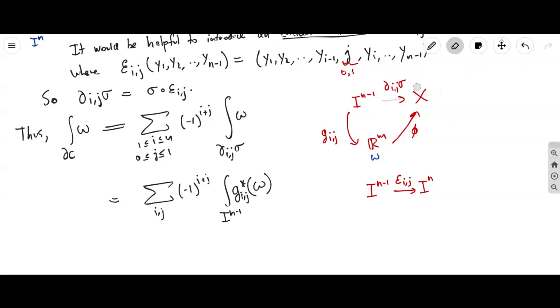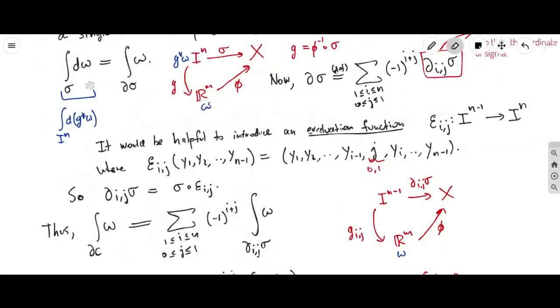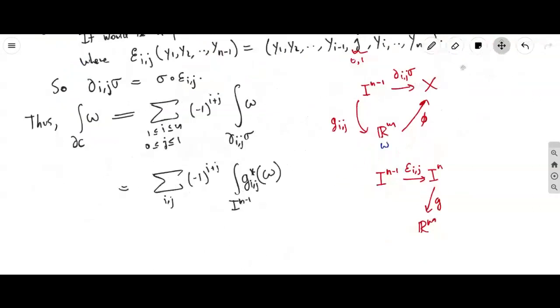So we have the map from I^n into R^m using G. This is the map that we have over here from before, right? That's the map that we have over here from before. And then we have this new mapping from I^(n-1) into R^m into the same chart. This is what we're calling G_ij.